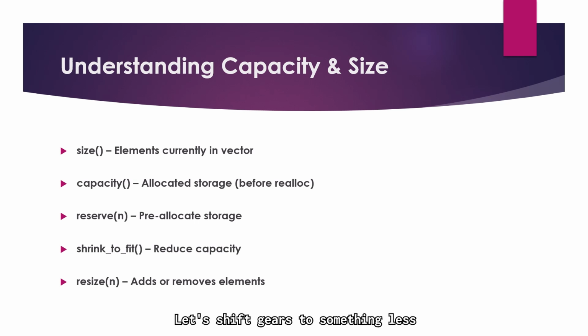Let's shift gears to something less visible but equally important: vector capacity. The size of a vector tells us how many elements it currently holds, but capacity tells us how much memory it has reserved. This matters because vectors grow dynamically, and when they run out of space, they allocate new memory and copy all the elements over, which is expensive. Using reserve lets us pre-allocate memory, avoiding those costly reallocations.